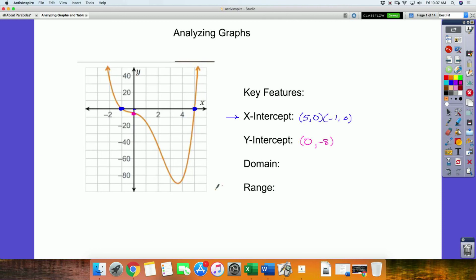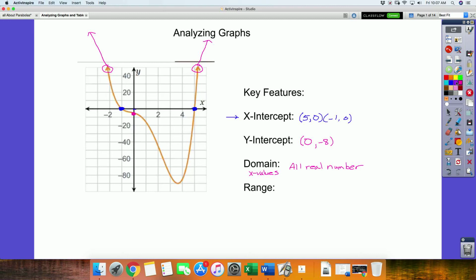Now domain and range. Domain is going to be the x values in our graph. So in this graph, if I look on each end, I see that there's an arrow going on each end. Arrows mean infinity. So that means this graph is going to keep going forever and ever and ever in this direction and forever in that direction, meaning the domain in this case is going to be all real numbers. So if I were to put this graph and zoom out, I could zoom out forever and it's just going to keep going.